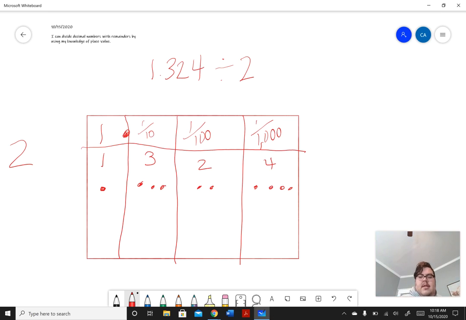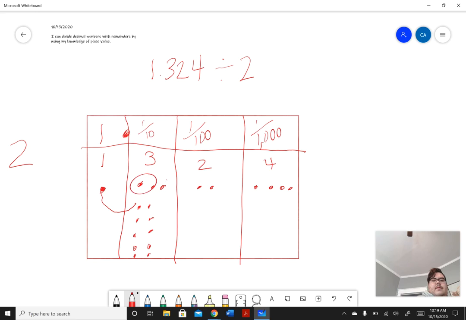Through the internet, I heard that I'm gonna take this and move it over to my tenths, because I know that 1 is the same thing as 10 tenths. So I'm gonna move it over here. 1, 2, 3, 4, 5, 6, 7, 8, 9, 10. All right. Now can we find groups of 2? Absolutely.